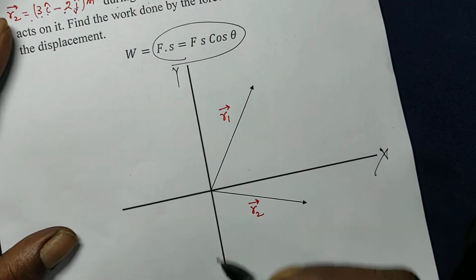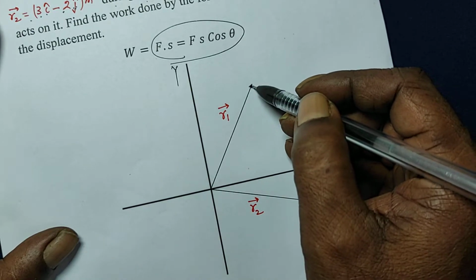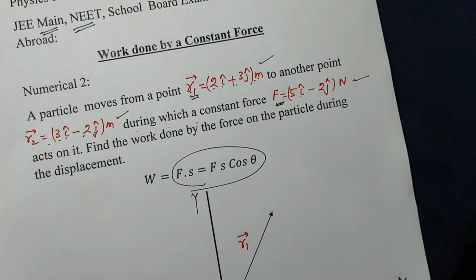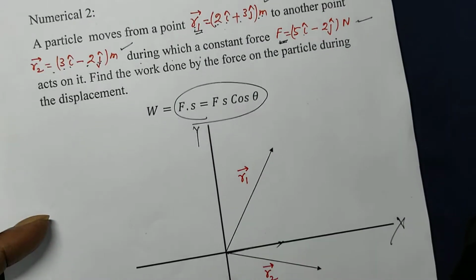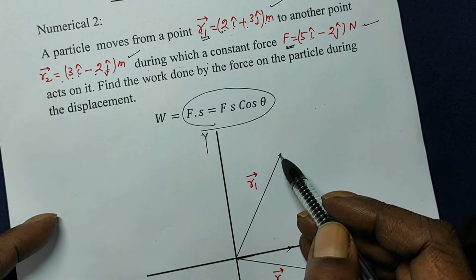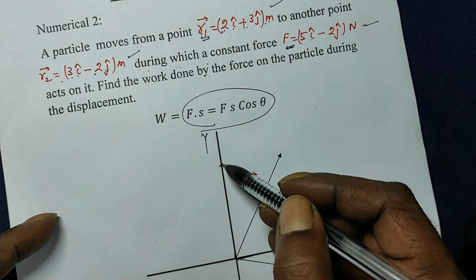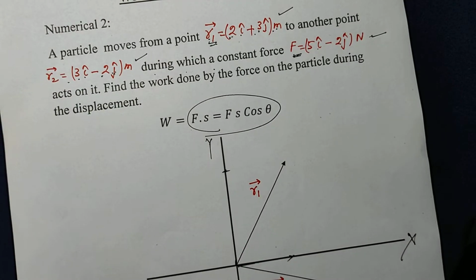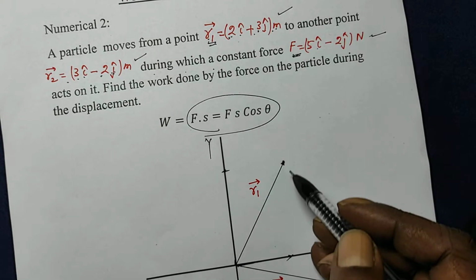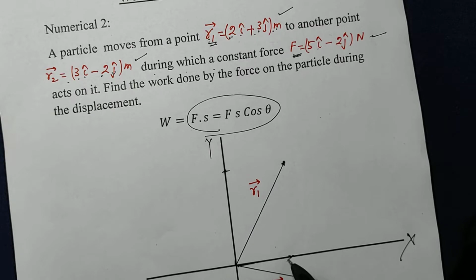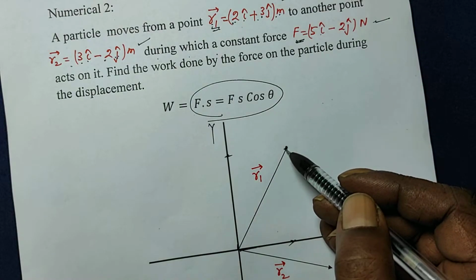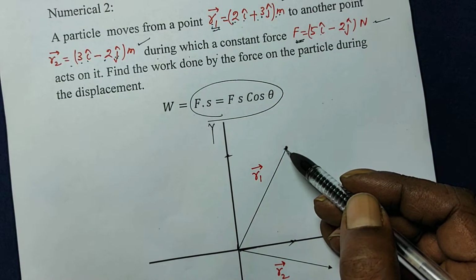coordinate system xy. This is your R1. Means if you drop a perpendicular from here on the x-axis, this part will be 2 units along the x-axis. From here, if you drop a perpendicular to here, it is 3 units along the y-axis. Means initially the body was here, having coordinates 2, 3. 2 units along x-axis, 2i cap, because i cap is a unit vector along the x-axis. 3 units along the y-axis, so 3j cap. j cap is a unit vector along the y-axis.